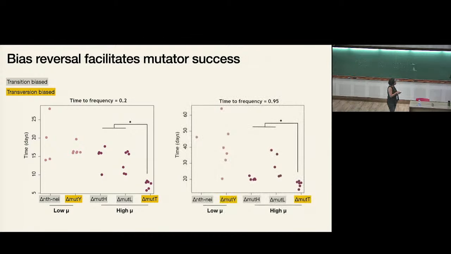And then this is the time to get to a frequency of 95%, where we're saying they're close to fixation. And that again is much faster for the MUT-T compared to MUT-H. And of course, Y and NTH-NEI are much slower. And in Y, many lines do fix, but many lines don't even fix here at all. So all of this is supporting what we predicted, that mutation rate as well as bias both play a role in the success of mutators in these experiments. Any questions?